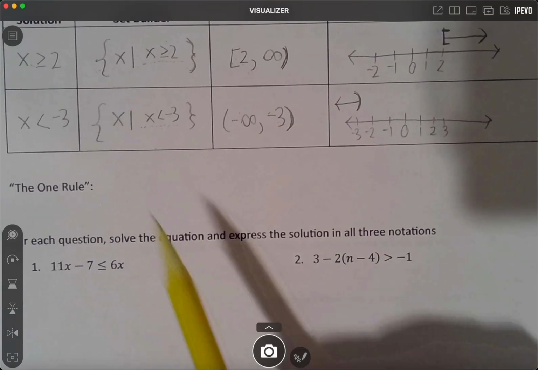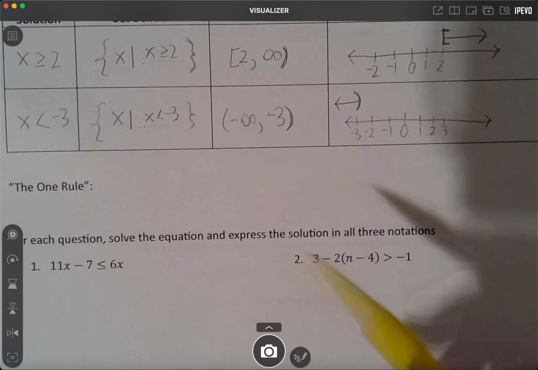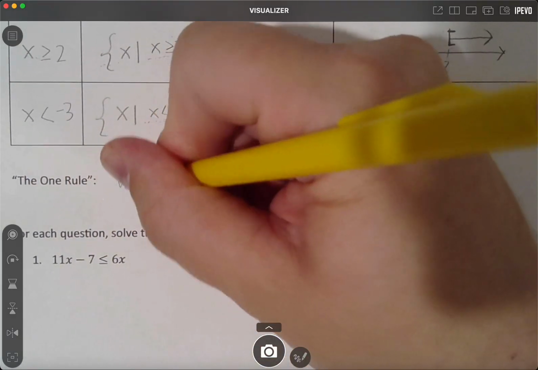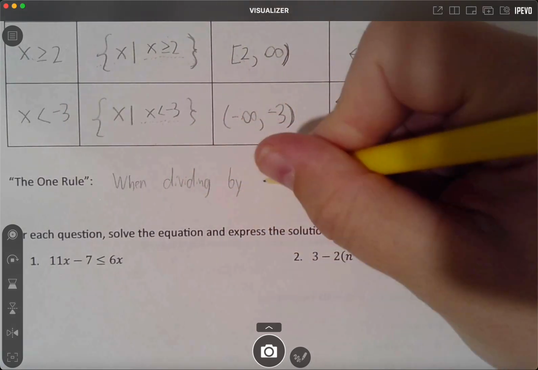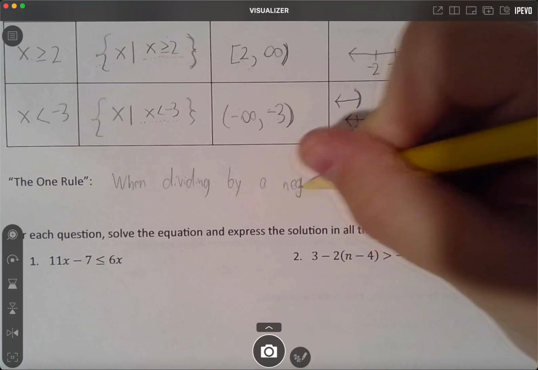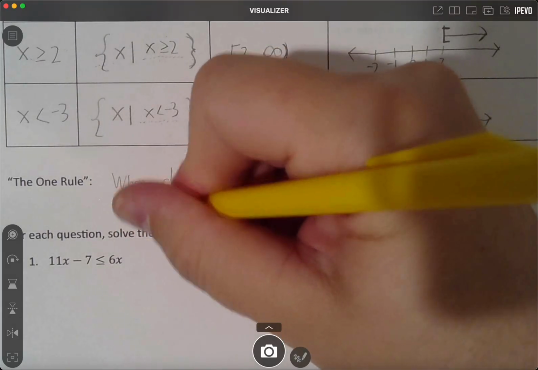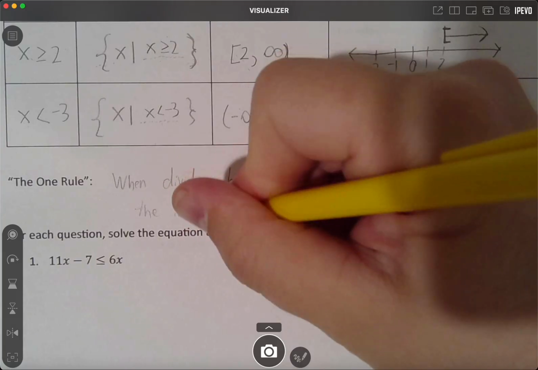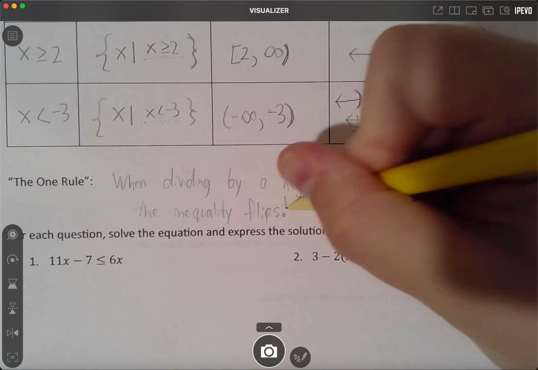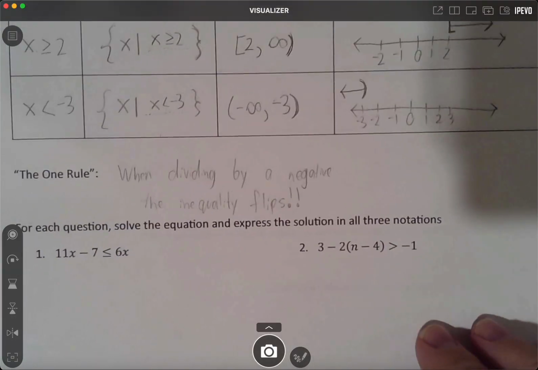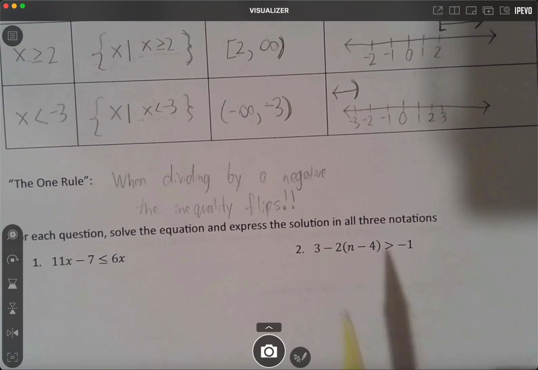All right, now I've got this one rule written here. You might be wondering what that is. The one rule is: when dividing by a negative, the inequality flips. All right, hopefully we remember that. Usually everyone remembers that. That's kind of why I'm jokingly calling it the one rule, because it's the one rule everyone somehow remembers. Once you say when dividing by a negative, everyone knows the answer. So great. Hopefully we remember that.